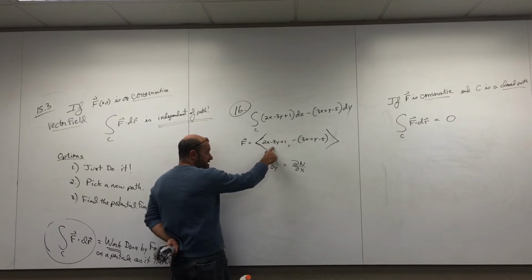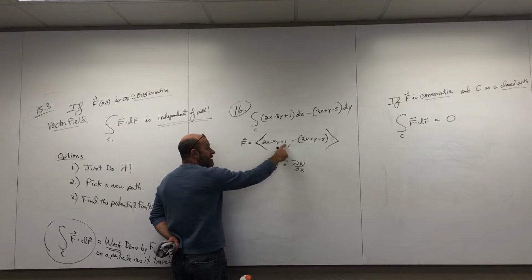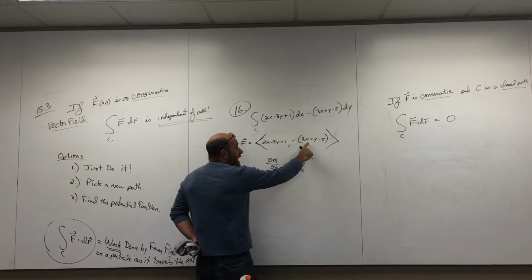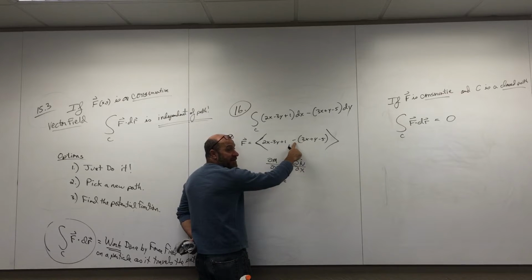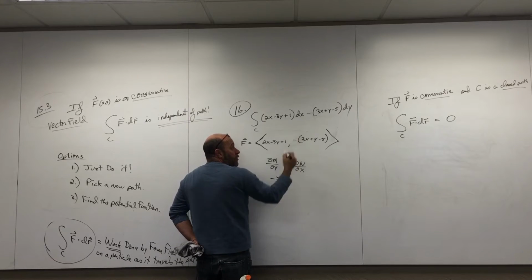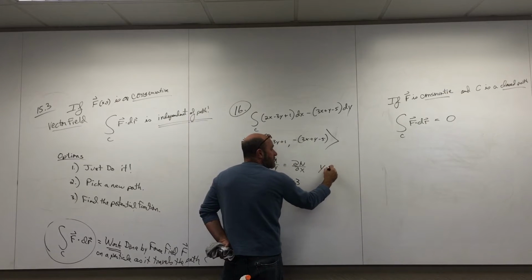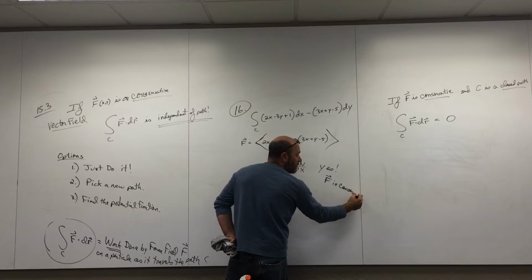So this is M, and this is N, so here we go. What is dM/dy, the partial derivative of this with respect to y? Negative 3. What is dN/dx, the partial derivative with respect to x? 3. It is a 3, but there is a negative sign there, so it is a negative 3. If you would have forgotten that negative sign, you would have been in trouble, though. Right. It is negative 3. So, awesome. Yes, F is conservative.